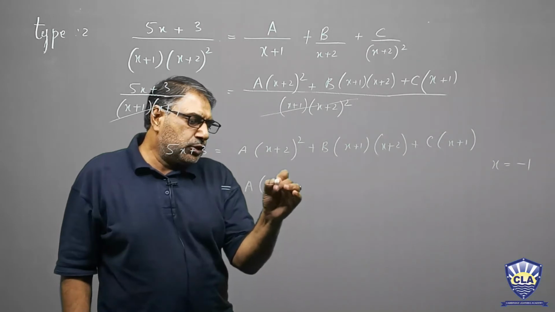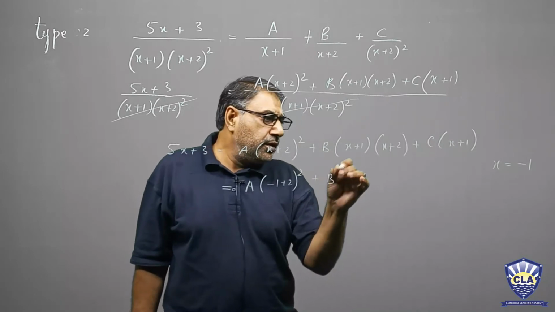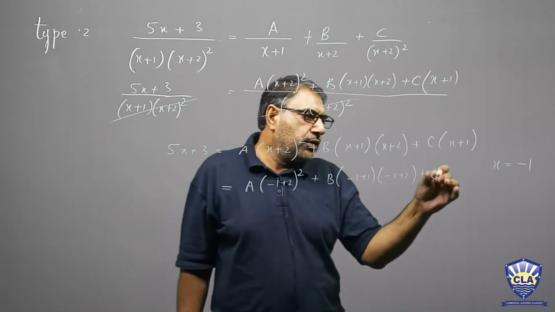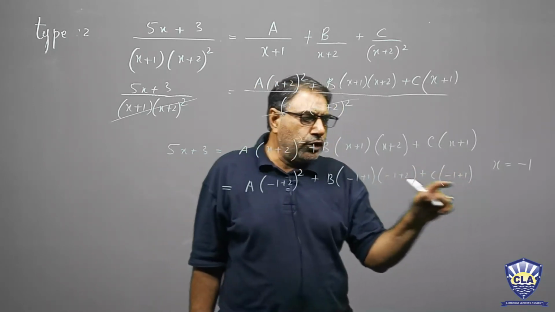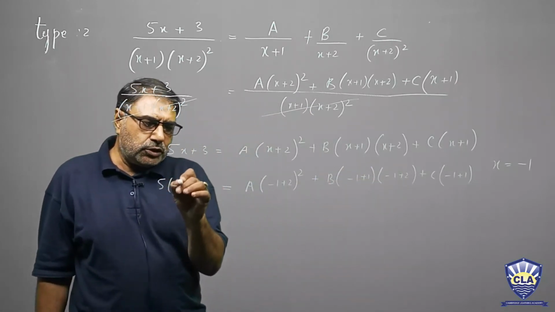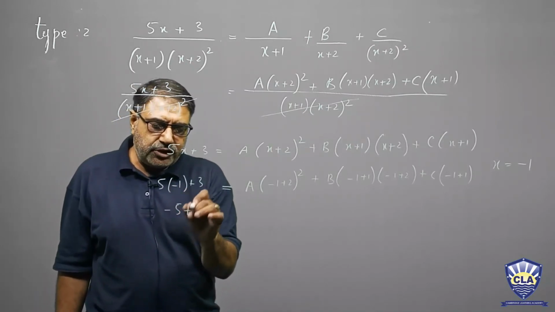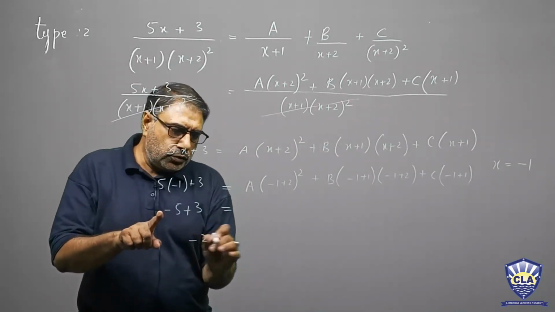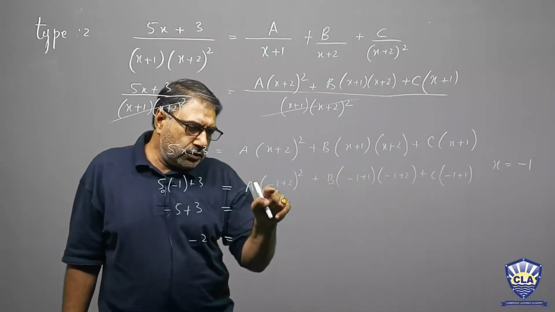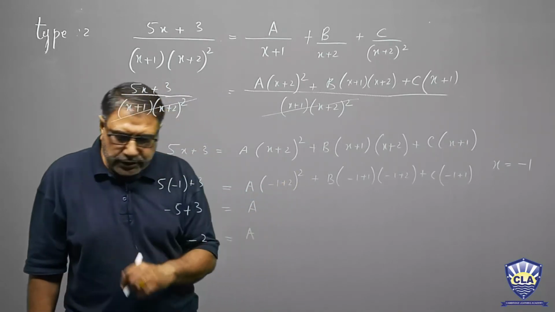We have a into minus 1 plus 2 whole square, plus b into minus 1 plus 1, minus 1 plus 2, plus c, minus 1 plus 1. There is no need to write down these. They become 0. So 5 into minus 1 plus 3 is minus 5 plus 3, which equals minus 2. So b and c are zeros. Minus 1 plus 2 is 1, 1 square is 1, a. So a equals minus 2.